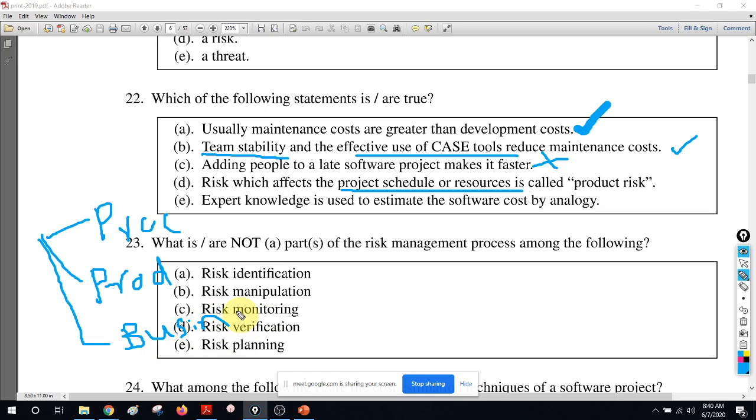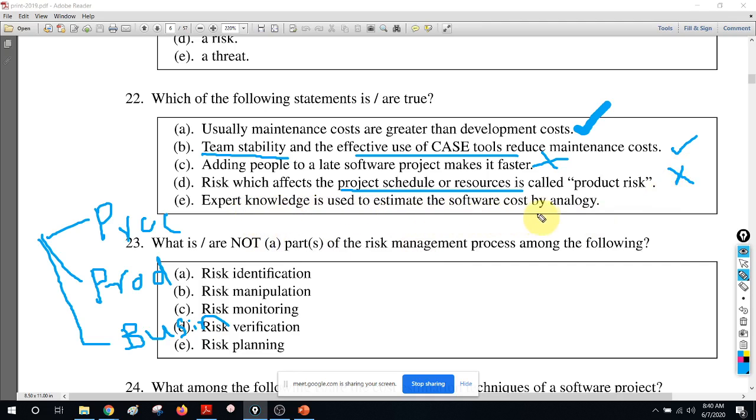Now you can see that project schedule or resource related things have nothing to do with the product. Product risk means something to do with your requirements, stability and stuff like that, and also design. So this is nothing to do with the product. It is a process risk. If you are aware of that, you can answer this. Therefore, this is not a product risk. It's a process risk.